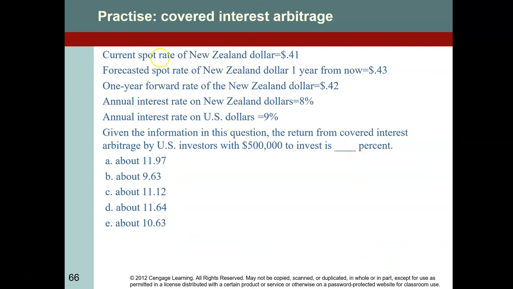Next question. The spot rate of the New Zealand dollar is 0.41. The forecasted spot rate a year from now is 0.43. The 1-year forward rate is 0.42. The annual interest rate on the New Zealand dollar is 8%. The annual interest rate on the US dollar is 9%. Given this information, the return from covered interest arbitrage by a US investor with 500,000 to invest is how much percent?